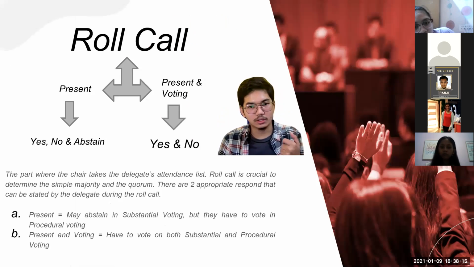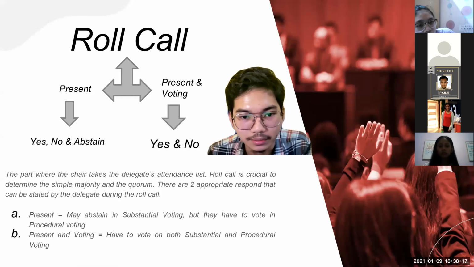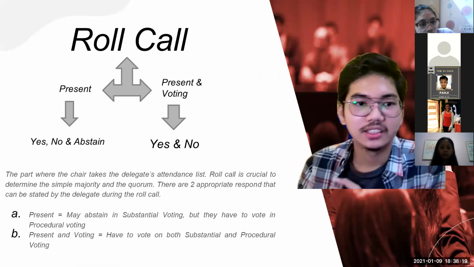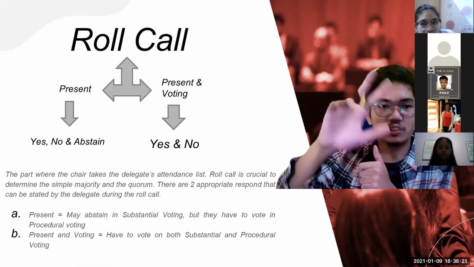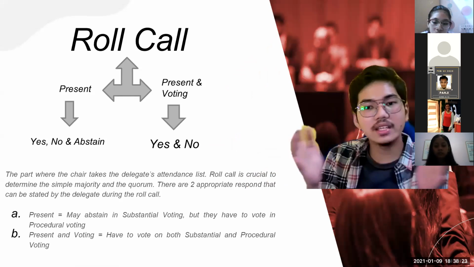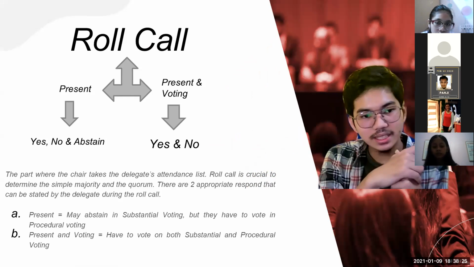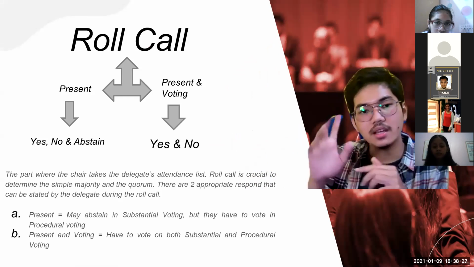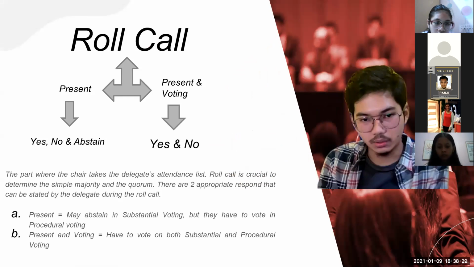Okay, so this is the roll call. I'm going to make myself bigger first. Wait. Okay. So for roll call, we have present and also present and voting. You already understand the difference. Present means yes, no, and abstain. Present and voting is only yes and no.